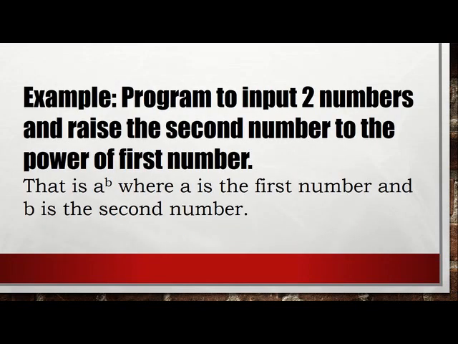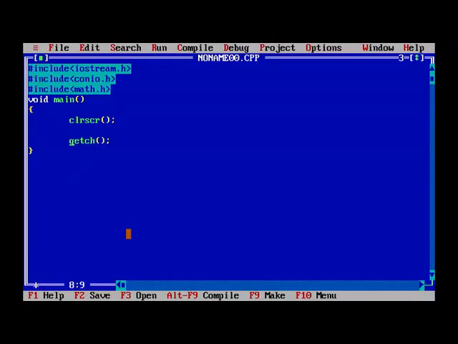So here is an example where you're going to see a program to input two numbers and raise the second number to the power of the first number. That is a to the power b, where a is the first number and b is the second number. Whatever numbers you give, it will always raise the second number to the power of the first number. So we are going to check that program out.